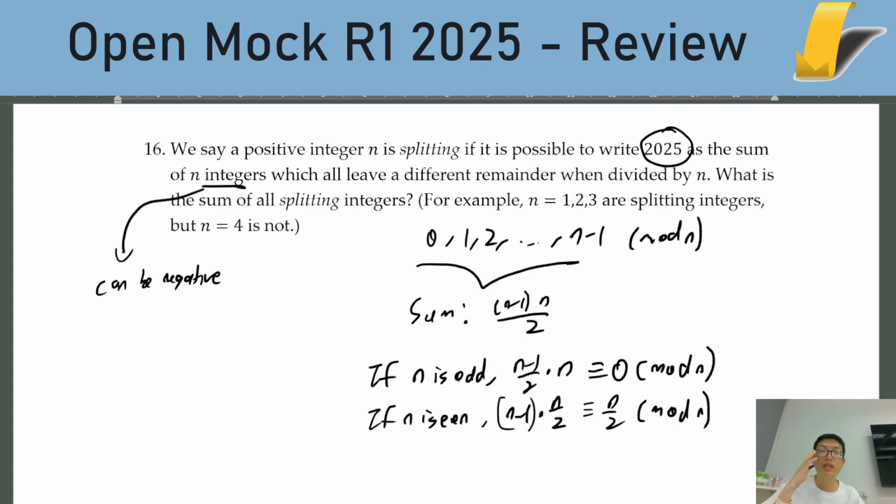Okay, so this one's not one of those guesswork ones. This is a more direct one. 2025, we know the factorization very well. And so if n is odd, 0 mod n just means that you're looking for odd factors, which is all of them.